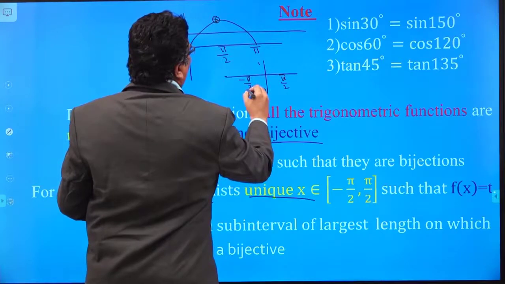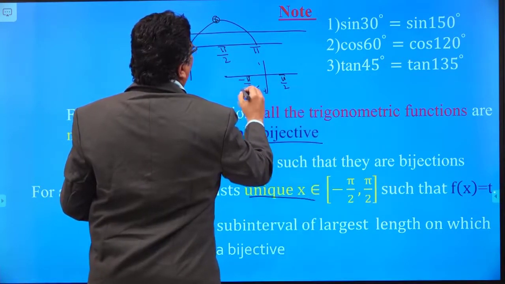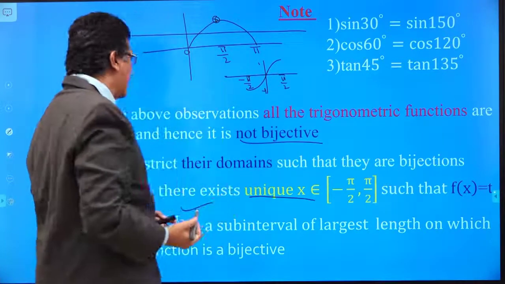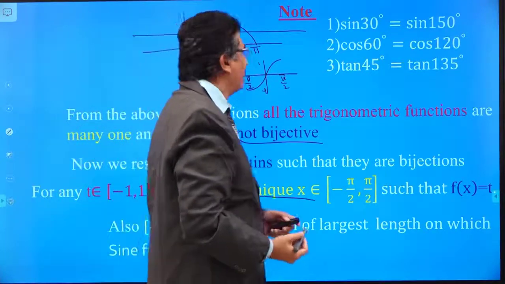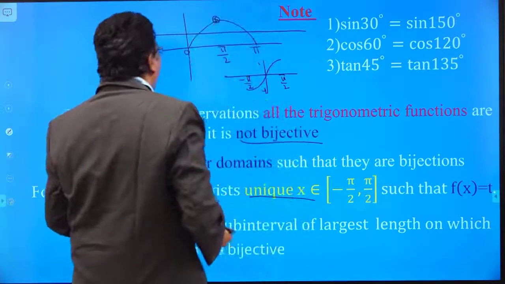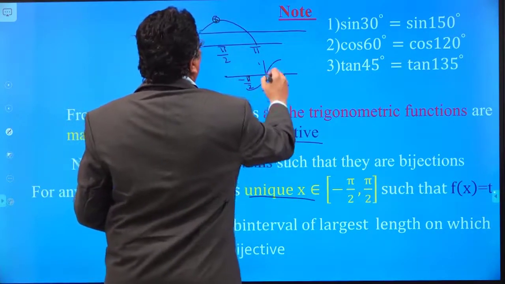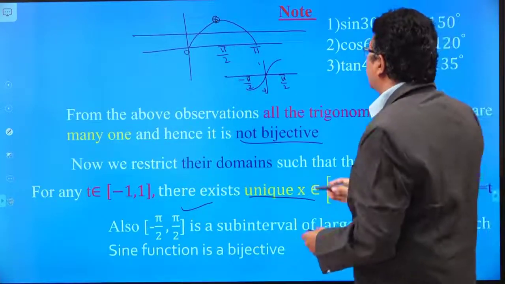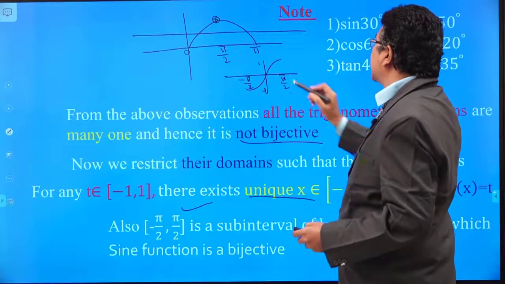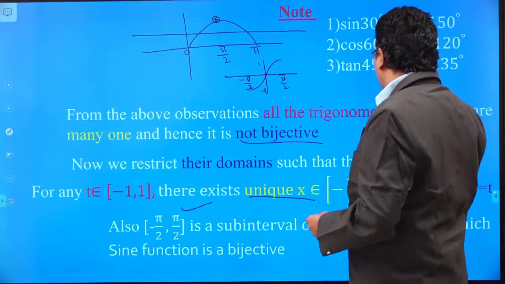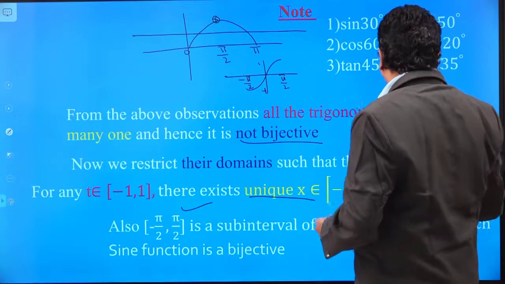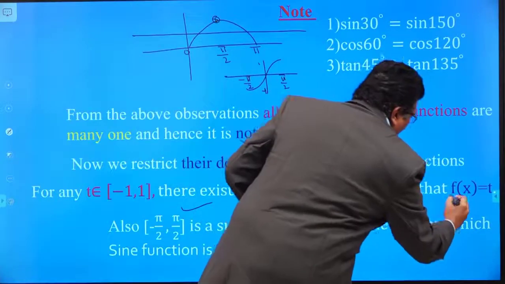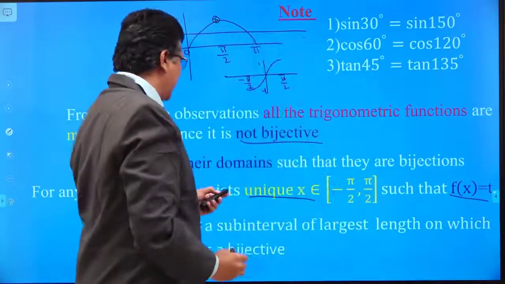And sin of pi by 2 is plus 1. Now the graph is this, right. For any t belonging to the closed interval -1 comma 1, there exists a unique x belonging to the closed interval -pi by 2 comma pi by 2 such that f of x is equal to t, right.